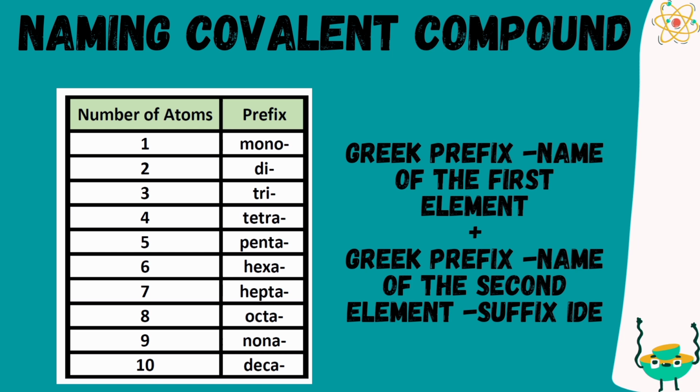Now let's proceed with naming covalent compounds. In naming covalent compounds, we use the Greek prefix, then the name of the first element, plus the Greek prefix, then the name of the second element, then the suffix -ide. The Greek prefix that you will use will be based on the number of atoms of each element in the compound. On the table, we have the prefixes that represent the number of atoms.